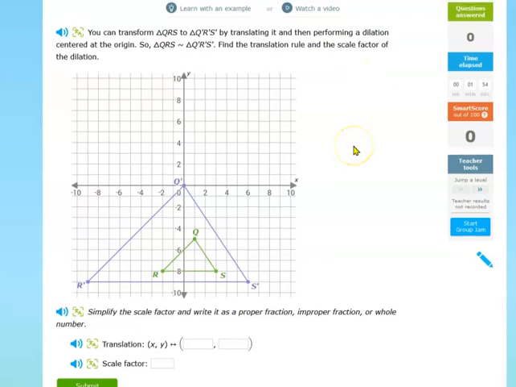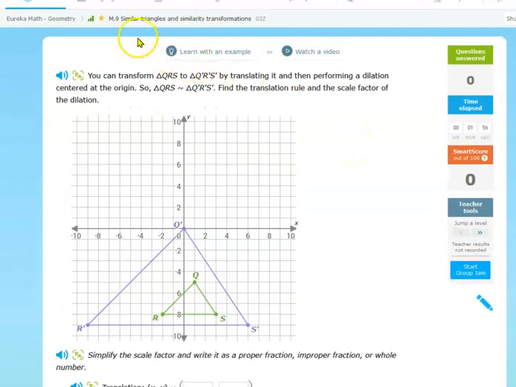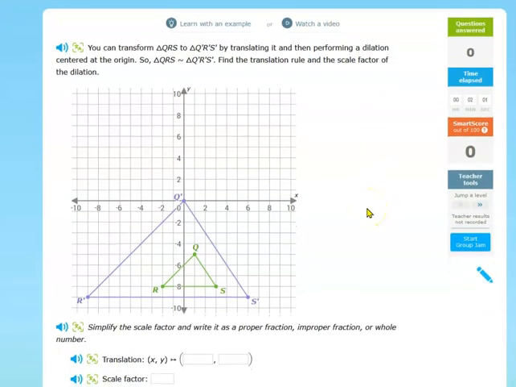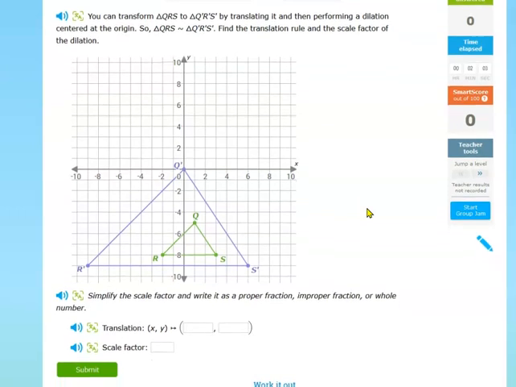Alrighty guys, let's take a look at this IXL. The title is Similar Triangles and Similarity Transformations. Let's read our first problem here.